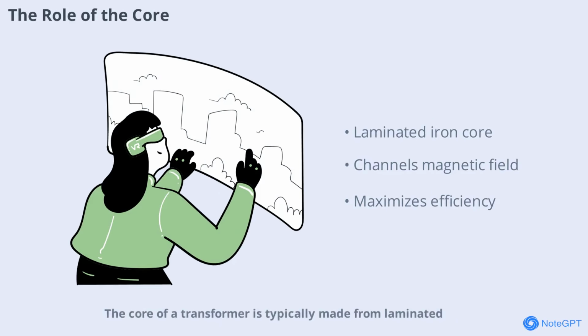The core of a transformer is typically made from laminated iron to efficiently channel the magnetic field between the windings. This design minimizes energy loss and ensures that most of the magnetic field links the primary and secondary coils. The core's shape and material are carefully chosen to maximize efficiency and performance in real-world applications.